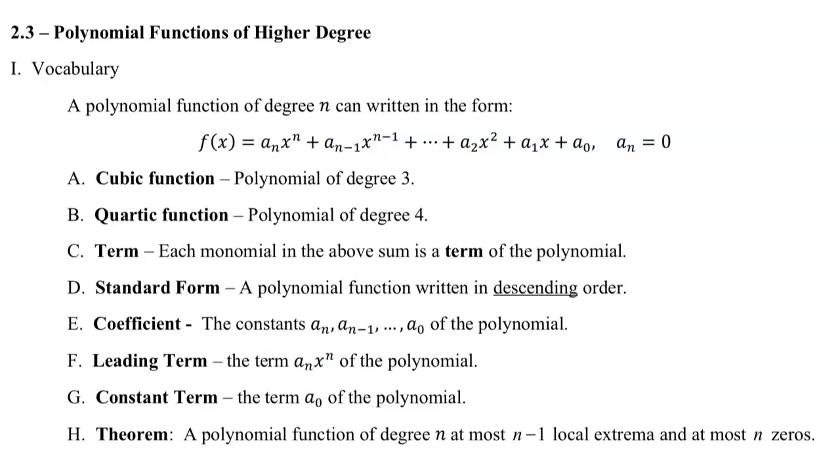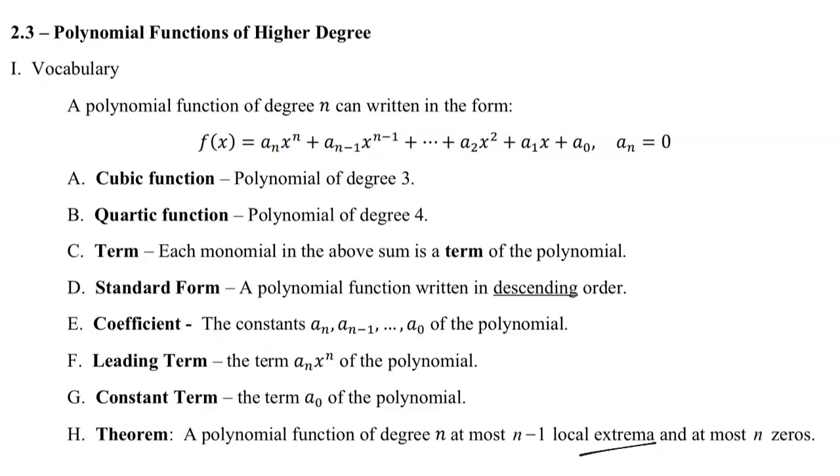And then finally, I want to discuss this theorem just down here at the end. It says that a polynomial function of degree n, where n is some whole number, some positive integer, has at most n minus 1 local extrema. So remember, extrema means maxes or mins, or you can think of that as being like a turning point in the graph. And a polynomial function of degree n has at most n zeros.